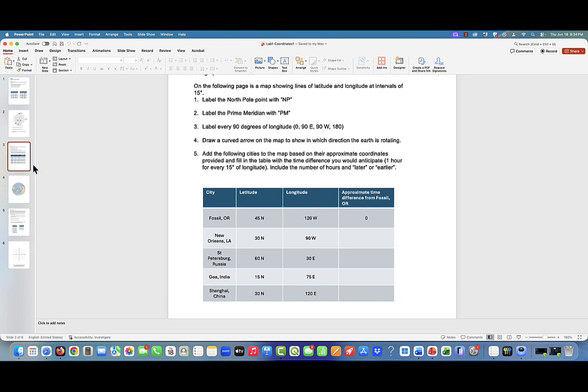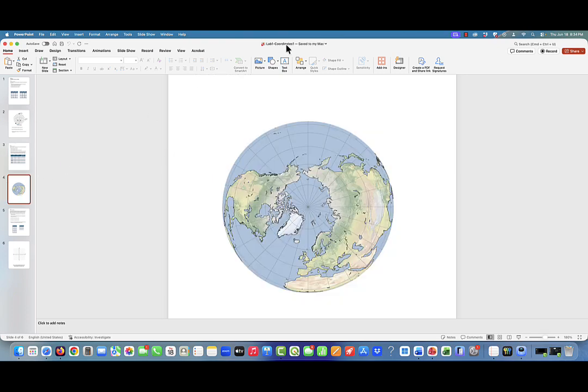The first thing it asks you to do is to label a couple of things, the North Pole and the prime meridian. We just mentioned one of those. Let's get that on there. I'm just going to put on NP for North Pole. And of course, that's going to be right in the middle. And then the prime meridian. Put that on as PM.